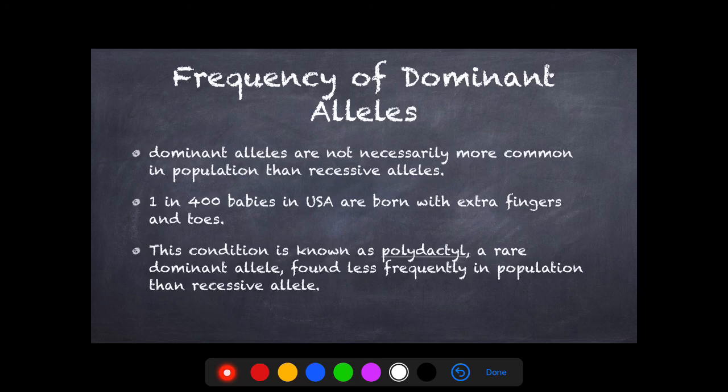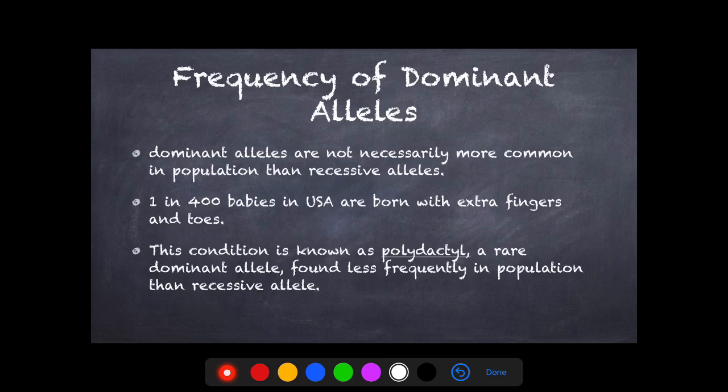Okay, dominant alleles are not necessarily more common in a population than recessive alleles. This means that in some cases the dominant allele is going to be less frequently seen, and the recessive allele is going to be more frequently seen. So for example, 1 in 400 babies in America are born with extra fingers and toes. That's pretty crazy. This condition is called polydactyly, which is caused by a rare dominant allele, and it's found less frequently in the population than the recessive allele.